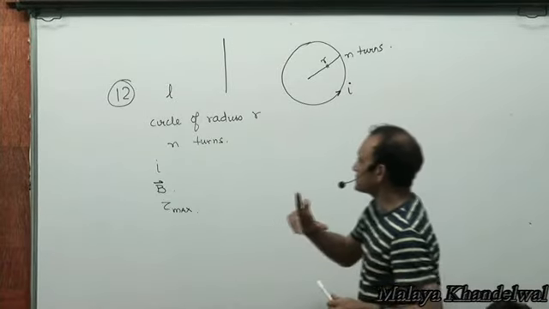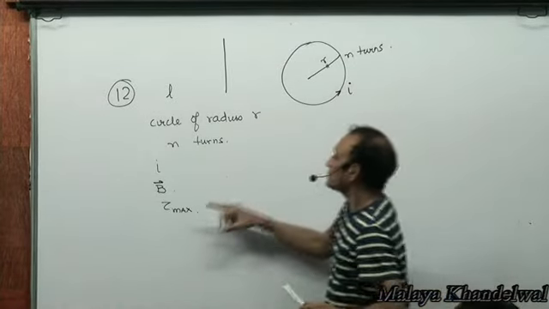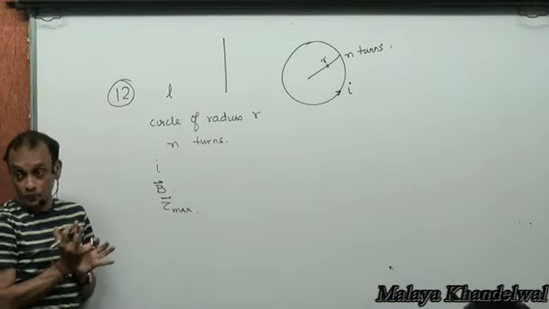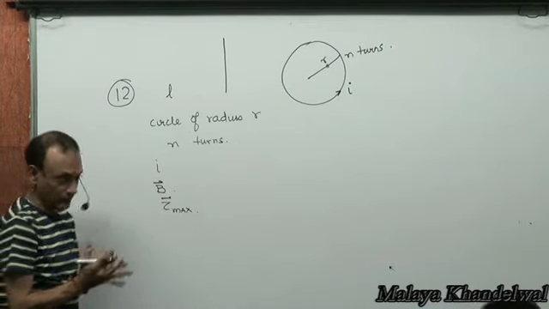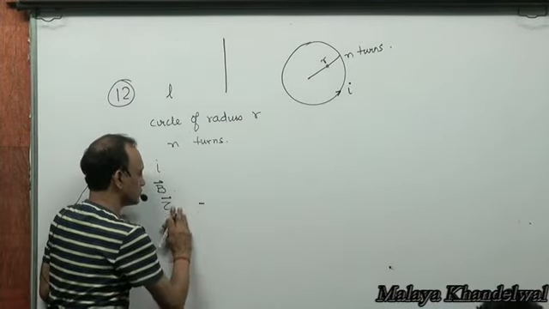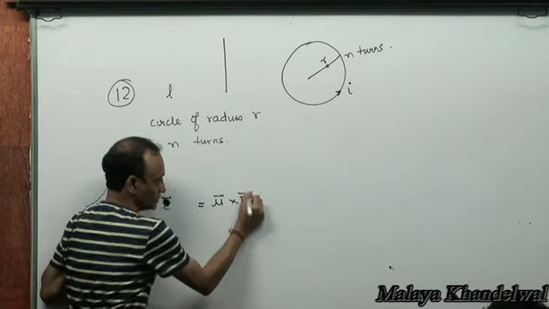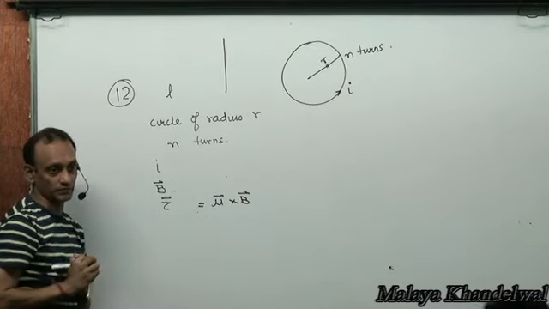Now, two things. It'll experience a torque. A current carrying loop when placed in a magnetic field experiences a torque. How do you get that torque? Mu cross B. Mu is the magnetic moment.